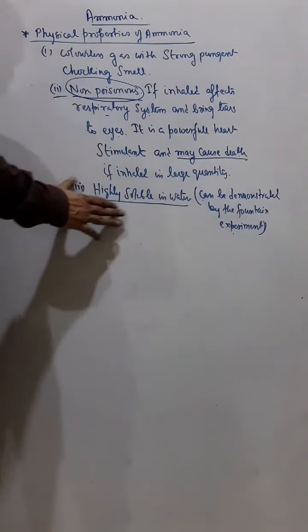And that fountain experiment I have already explained to you in my HCl video. So the same concept, but since HCl was an acid, it turns the blue litmus solution to a red fountain, and in ammonia there will be a red litmus solution, and that will form a blue fountain. But the concept is the same. Since ammonia is also highly soluble in water, it can also form a fountain. Okay, so that's about the physical properties of ammonia.